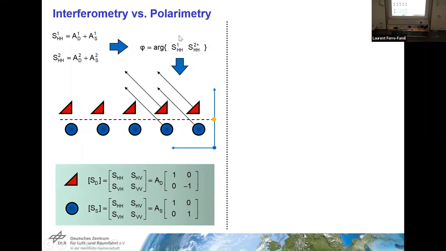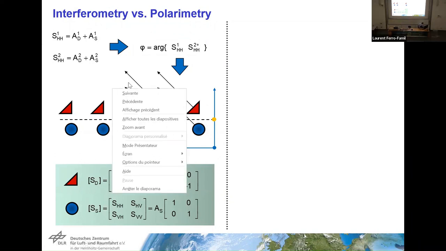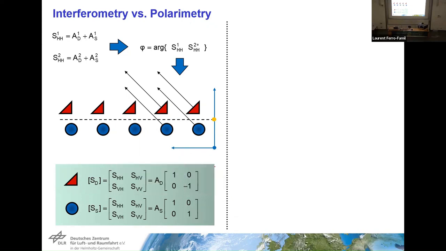Suppose that you now have an interferometric acquisition, and you acquire HH. What do you have in HH here? You have a contribution from the dihedral, and you also have a contribution from the sphere, so you have the two of them all together in the first acquisition and the second acquisition. Now you calculate the interferometric phase. You take these two images, you multiply one by the complex conjugate of the other, and you take the phase. And now, this is what I was telling you before, you get their height from the interferometric phase.